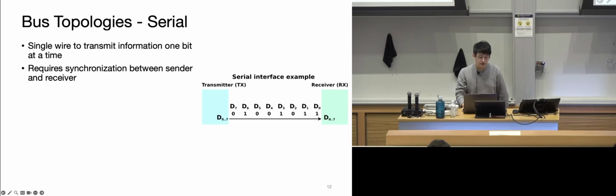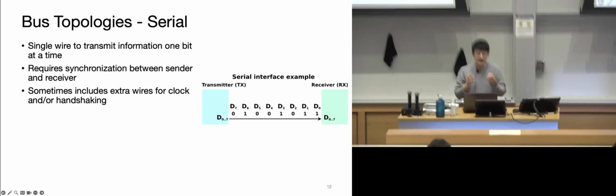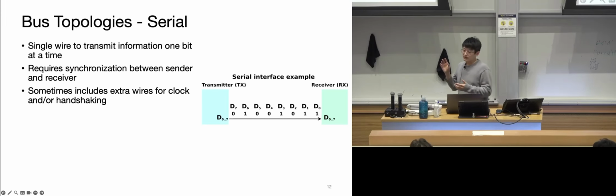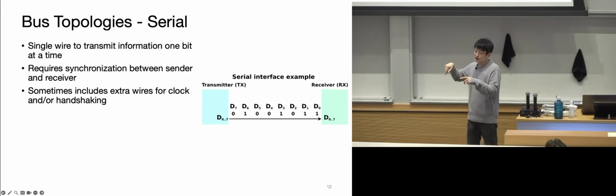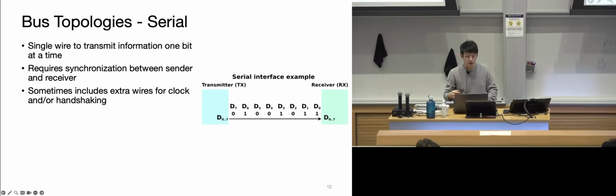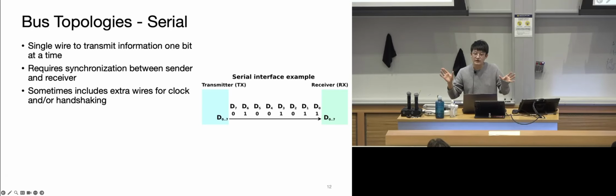And it's going to require some sort of synchronization between the transmitter and receiver. Sometimes they include extra wires for the clock or handshaking, meaning if it's synchronized, they have additional wires for the clock to share between them. If it's asynchronous, they need some sort of handshake agreement on what clock cycle to use for encoding, and when they're not encoding, just read the data and send out the data.